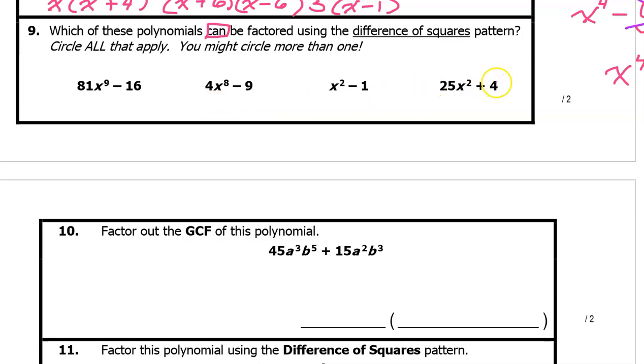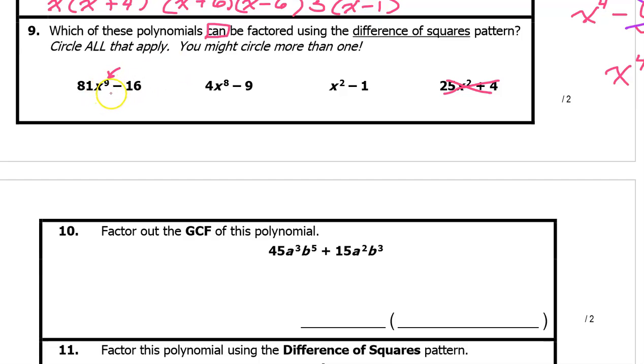Well, we can eliminate this one right away because it has a big old plus sign on it. It has to be the difference of two squares. It has to be a subtraction. Okay, so forget about the last one. What about the rest? Maybe I'll just leave this with a big old X to it for now. What about the first one? This is going to be a no because of the 9. The 9 is the problem.